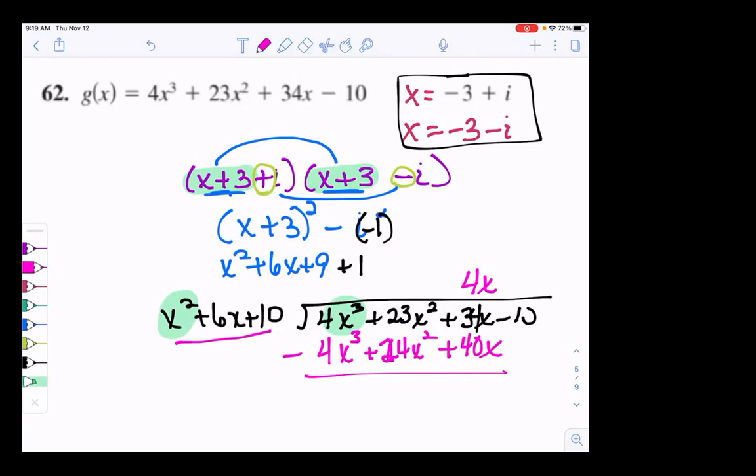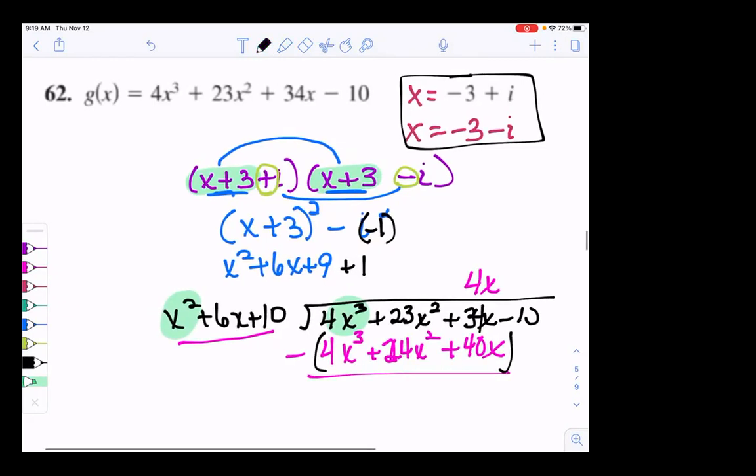And then that gets subtracted. That whole quantity is subtracted. So this is a minus 24, and that's a minus 40. So Darby, what do you have left when you subtract them?